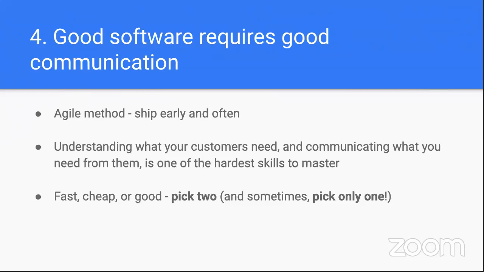Okay, so this is basically what we've just been talking about, largely. Good software requires good communication in general. The agile method, using continuous integration, helps you ship early, ship often, get people using your software and talking to you about it and telling you what they don't understand about it. You may have made some assumptions that are not true, and when it's in the real world, those assumptions will actually be tested.